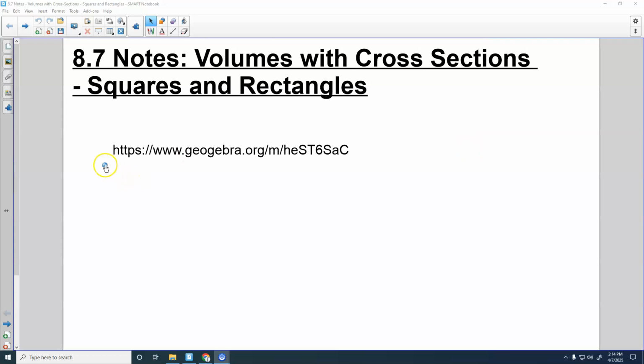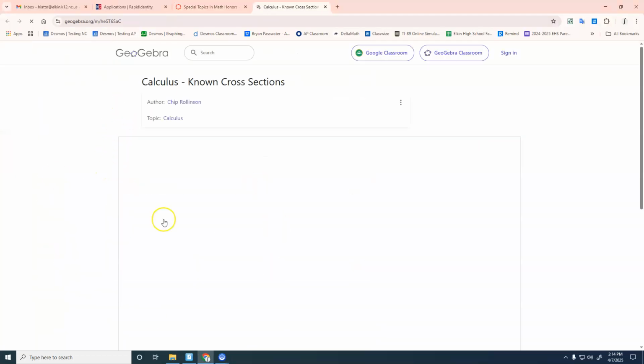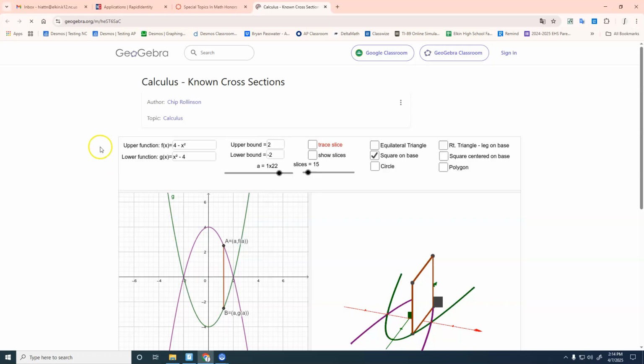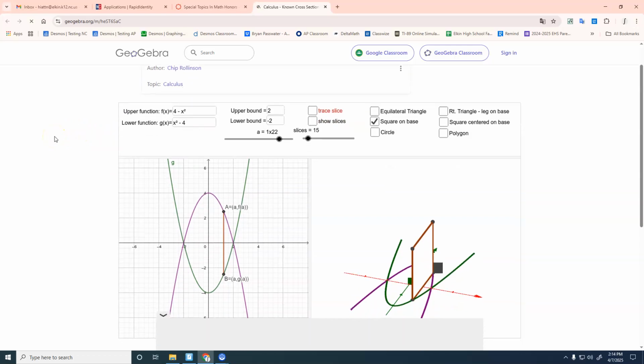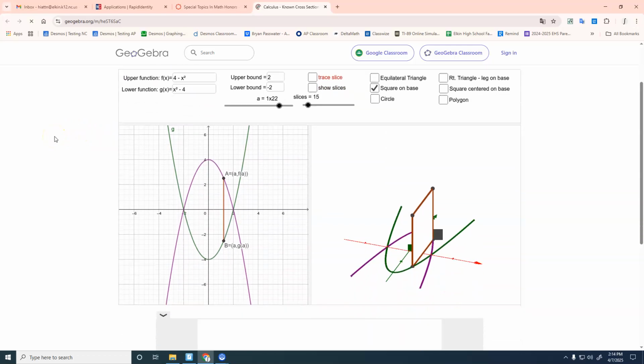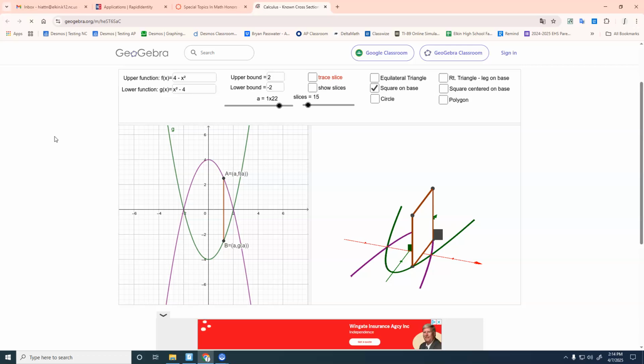Let's look at some computer animations of what is going on here. We are going to be learning how to find the volume of some pretty strangely shaped figures.